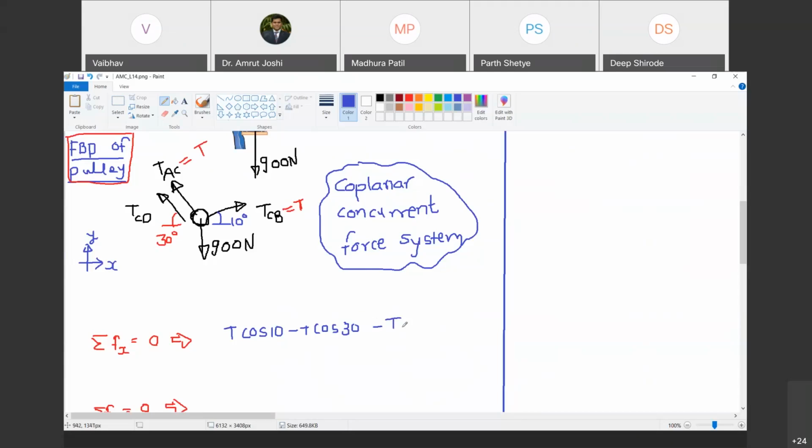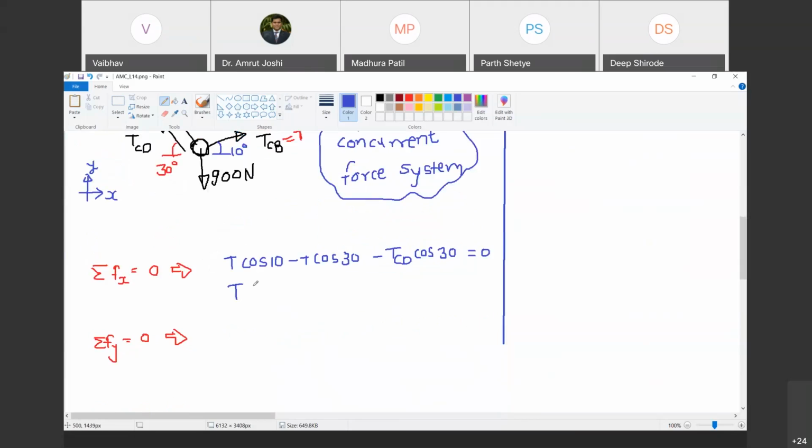TCD, sir, will be minus TCD cos 30. Right, minus TCD cos 30. Does the 900 have any component in the horizontal direction? No, sir. No. So therefore, this equal to 0 is going to be the first equation. Do you agree with me? Yes. There are two unknowns, one is T and another is TCD. So I will take T common here. So it is T times (cos 10 minus cos 30) minus TCD cos 30 equal to 0. Are you with me? Yes.